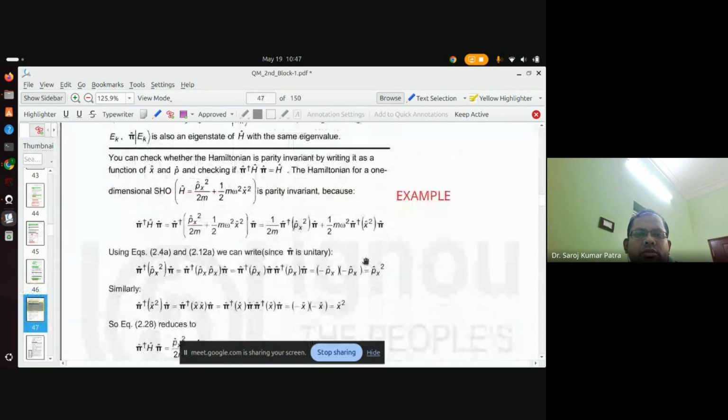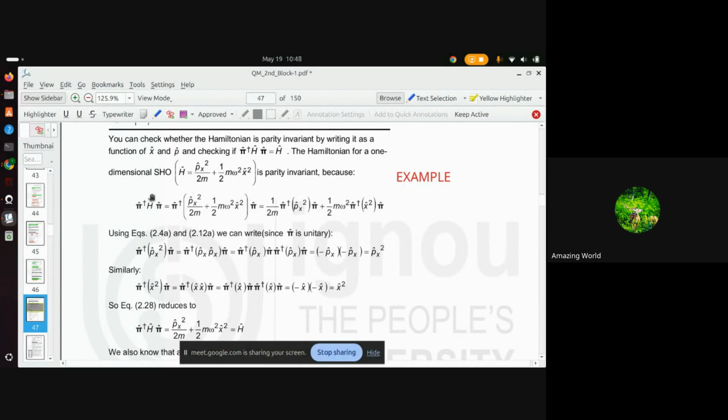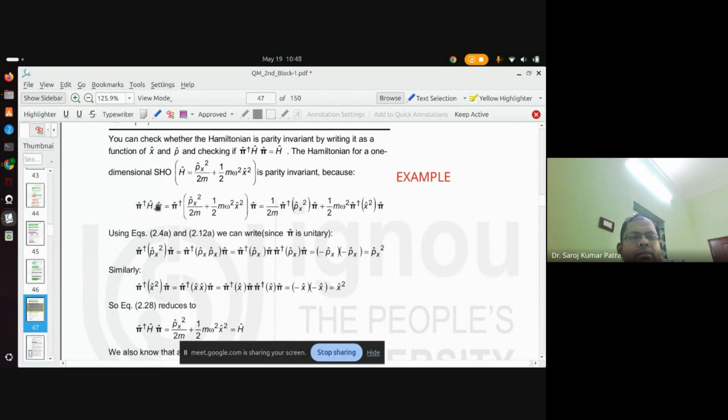One example is this one. Let us look at this example. For a simple one-dimensional harmonic oscillator, the Hamiltonian is given by kinetic energy plus potential energy, right? H is given as px square by 2m, which is kinetic energy, plus half m omega square x square, right? All of you following this one? Yes, sir. So then what will be pi dag H pi?